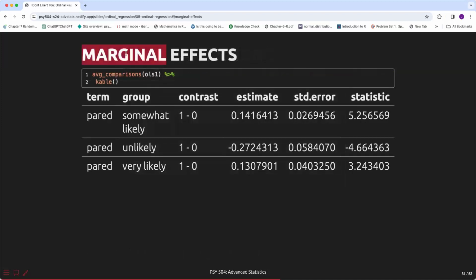So we can also talk about these things in terms of marginal effects. Again, we can use the marginaleffects package and the avg_comparisons function, and we can get the actual risk difference between the parent educated and no parent educated conditions for each of the groups, right? So we can look here for somewhat likely. If you have a parent that is educated or went to college, you're 14% more likely to say that you're going to be somewhat likely to apply. If you have a parent that went to college, you're 27% less likely to respond that you're unlikely to apply to college. And if you have a parent that went to college, you're 13% more likely to say you're very likely to apply. So it makes these things a little bit more concrete. And again, one line of code and you can get these types of things, which I think is really cool and neat.